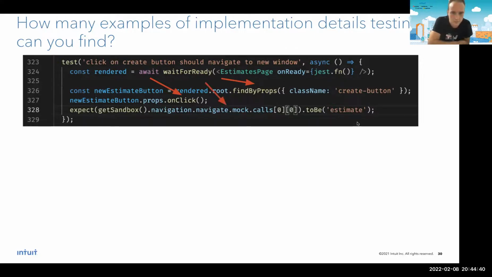And the third implementation detail example is here. They are checking the navigate spy function to check that a redirect really happened.